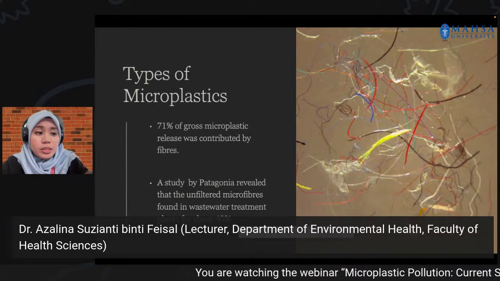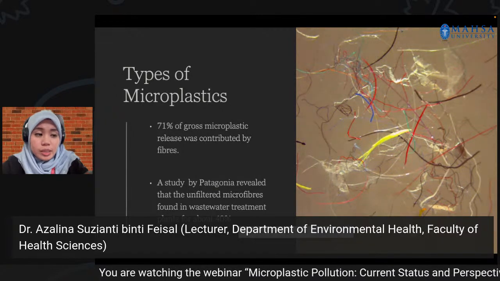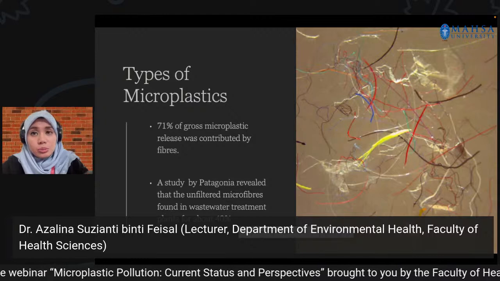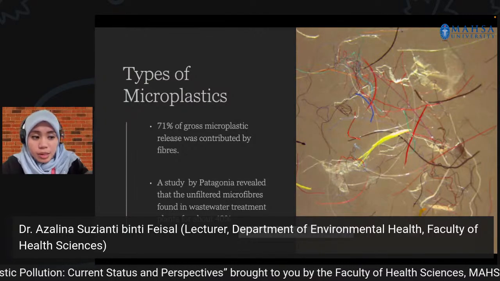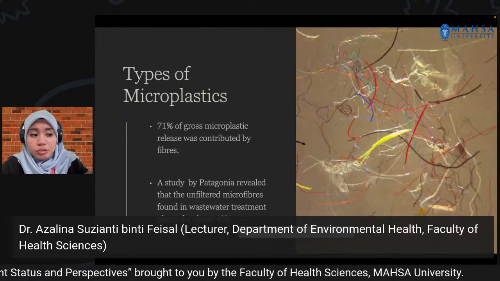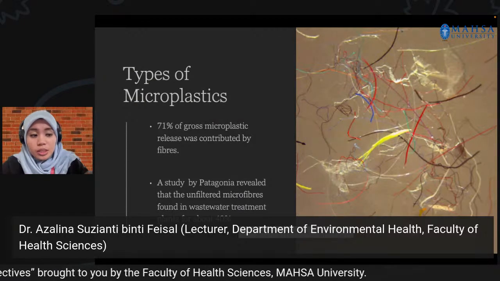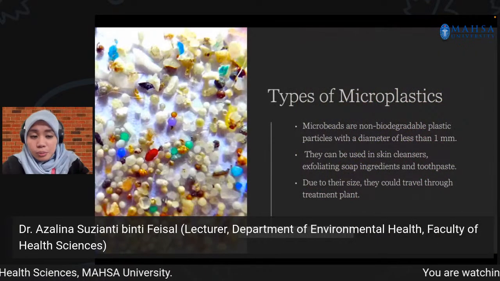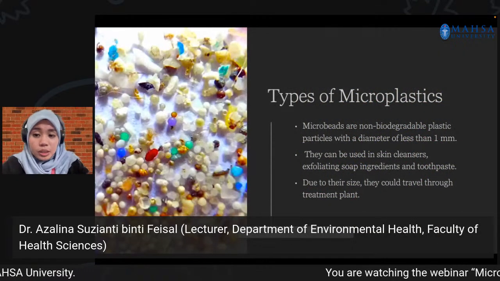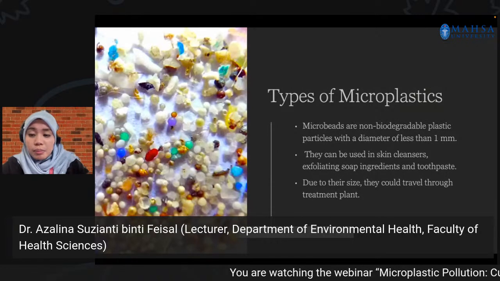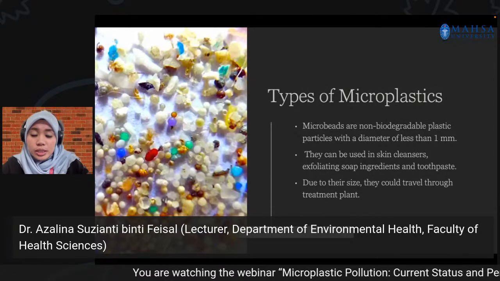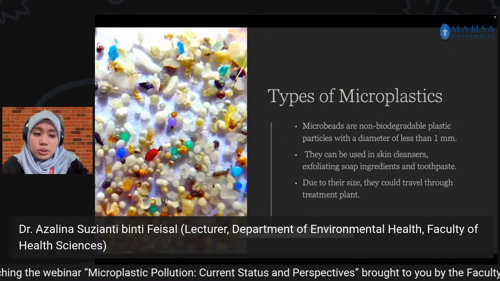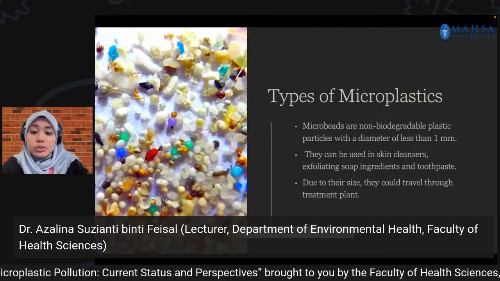Okay, so these are some examples of types of microplastic. 71% of gross microplastic released was contributed by fibers. A study by Patagonia revealed that unfiltered microfiber is found in wastewater treatment at about 40%. The second type is the microbead, which is a non-biodegradable plastic particle with a diameter of less than 1 millimeter. This one can be used in skin cleanser, soap ingredients, and also toothpaste. Due to their size, they can travel to our treatment plants as well.